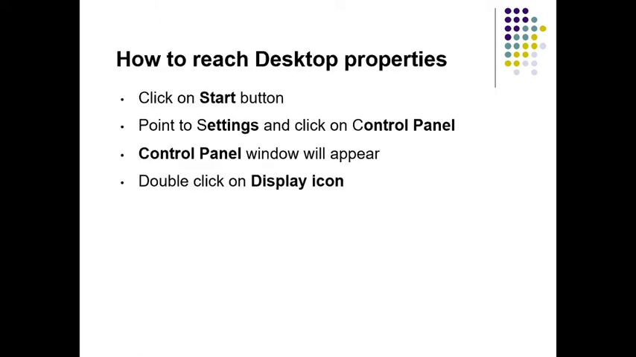How to reach desktop properties? The first method is: go to the start button, go to settings, click on control panel, double click on the display icon, and then the display properties window appears. Here we are discussing the Windows 95 and 98 desktop properties, students. So the display properties window will appear.